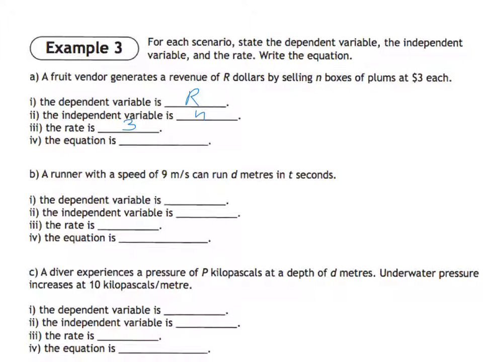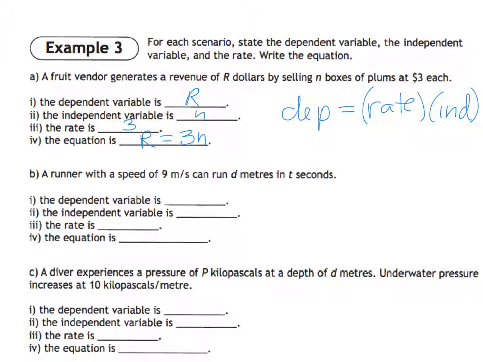And to write an equation, revenue is equal to, it's always going to be dependent is equal to rate multiplied by independent. Not like always forever, but always for these questions. Dependent variable equals rate multiplied by independent variable. So R is equal to 3N. Which makes sense if you think about it. Say he sells 3 boxes of plums. How much money is he going to bring in? $9, right? Because it's $3 each. So 3 times 3.